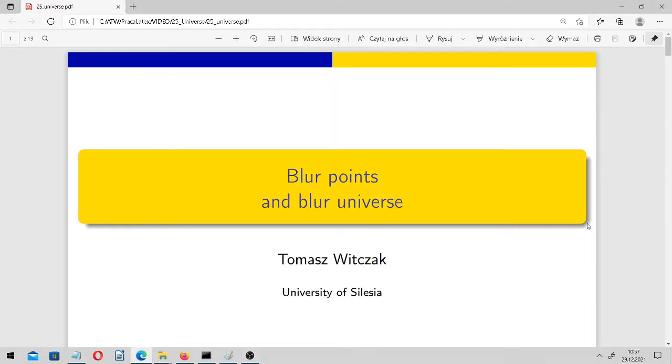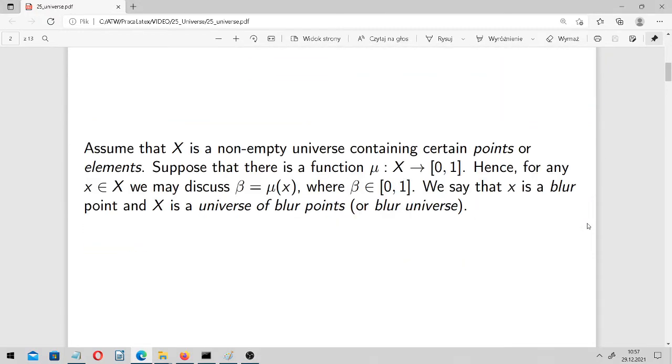About blur points and blur universe. This is our new concept, which is different than the idea of fuzzy sets. Well, assume that X, capital X, is a non-empty universe containing certain points or elements. And suppose that there is a function mu from capital X, from this universe, into the closed interval [0, 1].